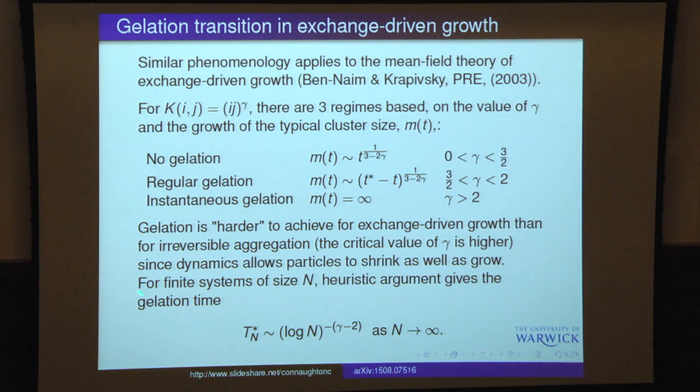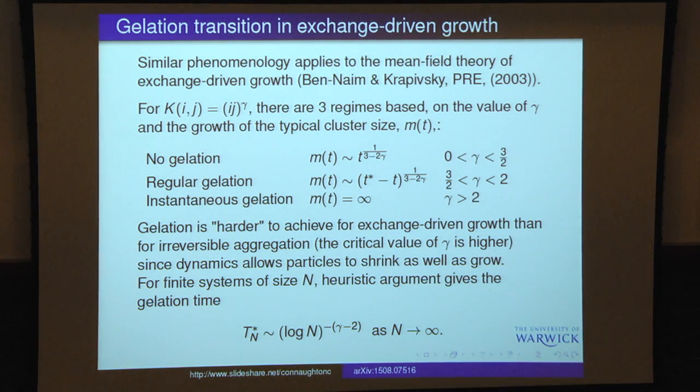The reason is that the dynamics here allows particles to shrink as well as grow. They can exchange monomers in both directions. So it's a bit tougher to become big. But if your interaction rate grows fast enough as a function of your size, you can again blow up.